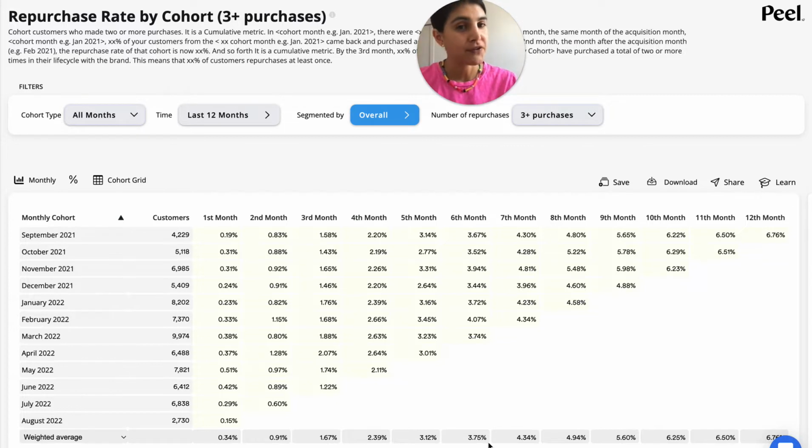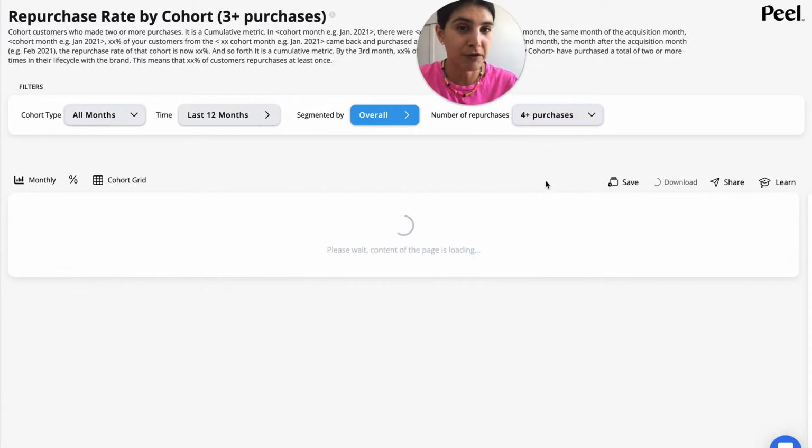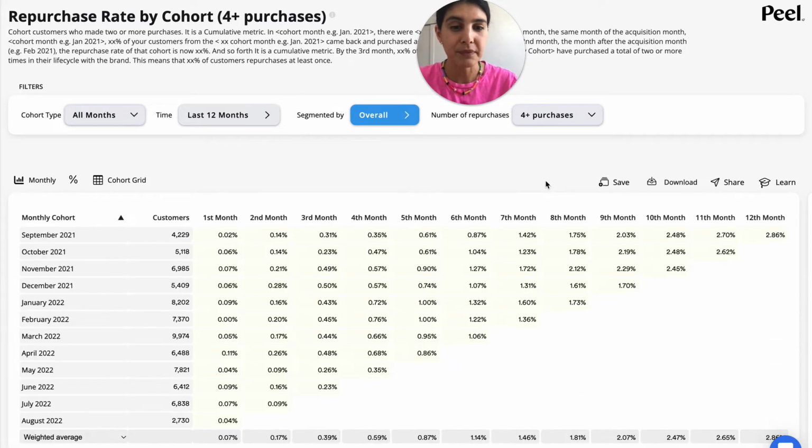And you can look at it in different time frames. It's always helpful, I think, to look at it by cohorts to see if the time that you acquire these customers or seasonality impacts when people come back and buy again. But if you want an overall stat to understand the difference between 2+ orders and 3+ orders, or between 3 and 4 orders, you can quickly use this analysis, repurchase rate by cohort, and toggle between the number of purchases, the number of orders. And so there you go.